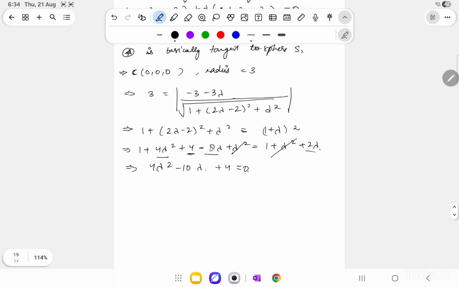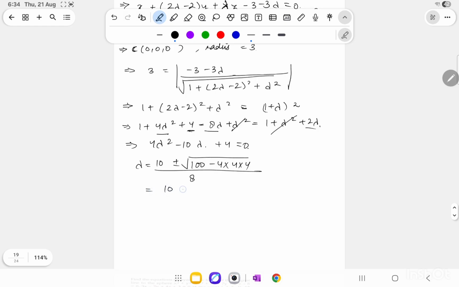So from here, lambda is 10 plus or minus the square root of b square minus 4 into 4, upon 8, which equals 10 plus or minus the square root of 100 minus 64, which is 36, and its square root is 6, upon 8. So it is basically 16 by 8 or 4 by 8. So my lambda is basically 2 or 1 by 2.